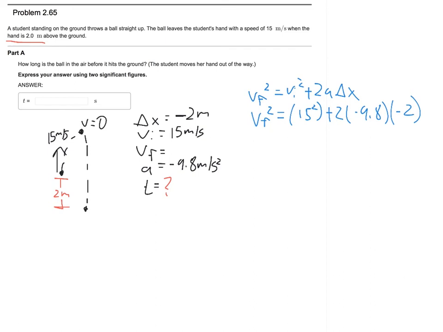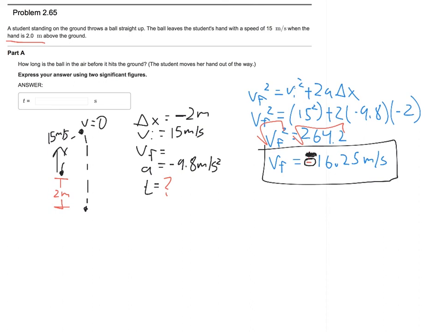So when I end up solving that for VF, well, I find that VF squared is 264.2, so my final velocity then is 16.25. But keep in mind, the way we got this was by taking the square root of both sides here. And so we ended up taking the square root of something squared, which means we need to add a plus or a minus here to our answer. In this case, we know our object is going down, so it's going to be that minus.